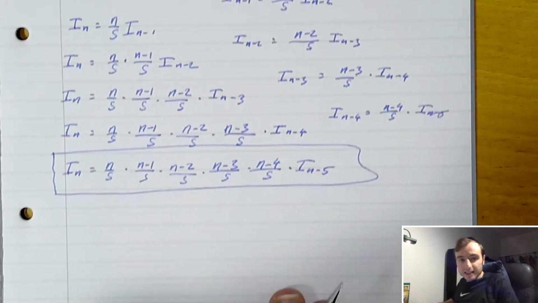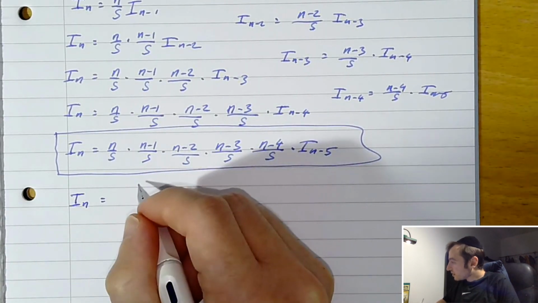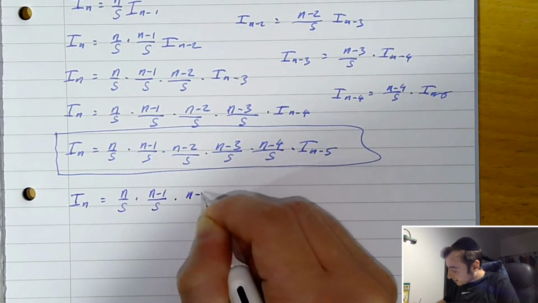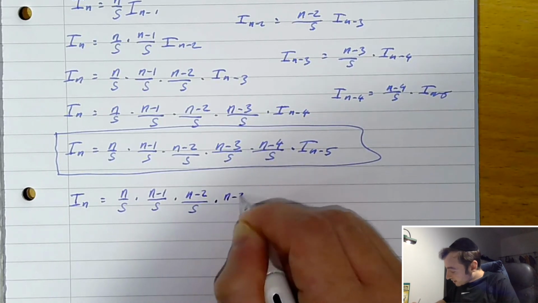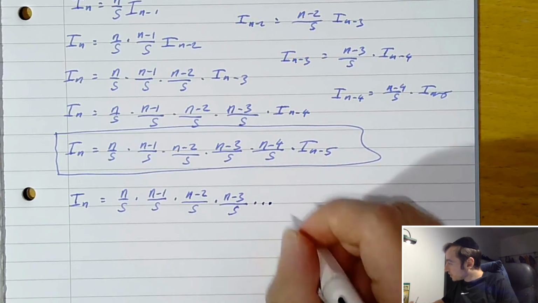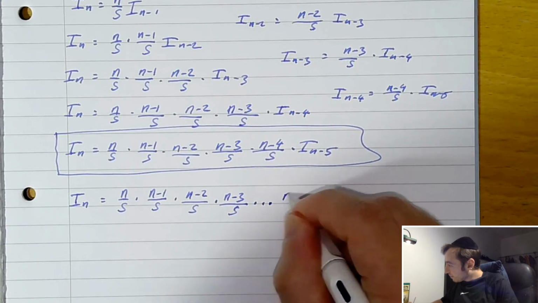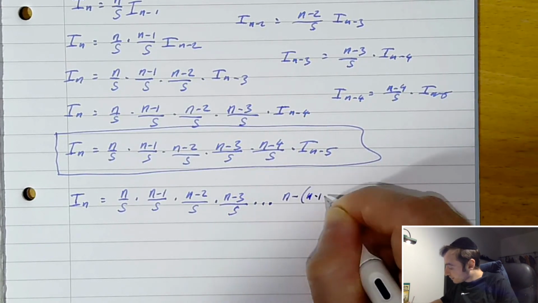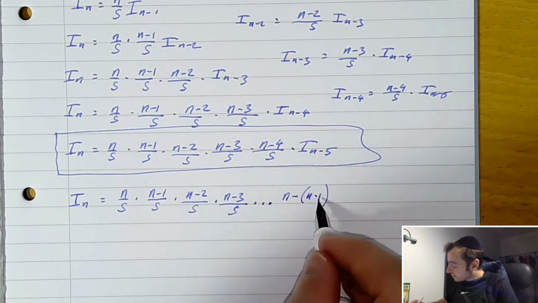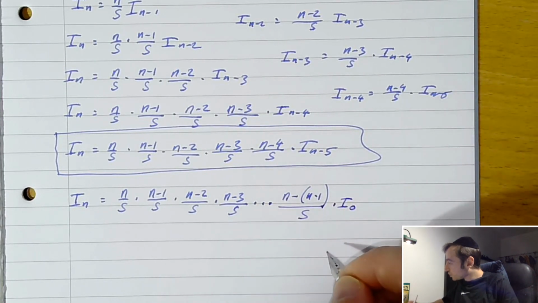So let's see if we can generalize this a little bit more. We should be able to say that I_s of n equals n on s times n minus 1 on s times n minus 2 on s times n minus 3 on s, dot, dot, dot, all the way up to the semi-last number, which is n minus 1, because this is the penultimate number, not the absolute last number. So that's representing the penultimate number on s times I naught.